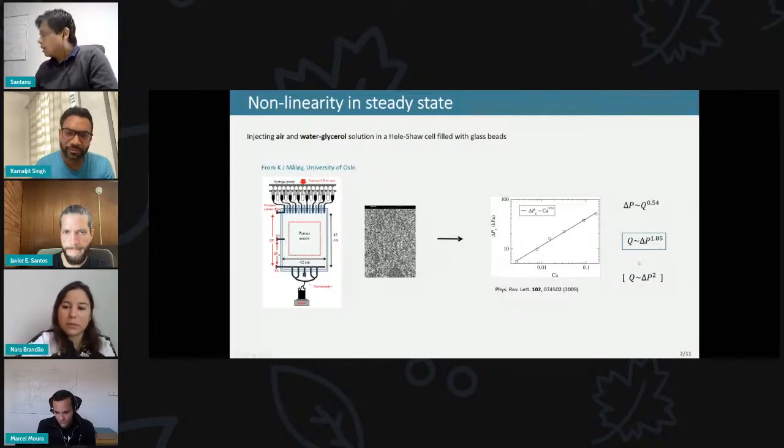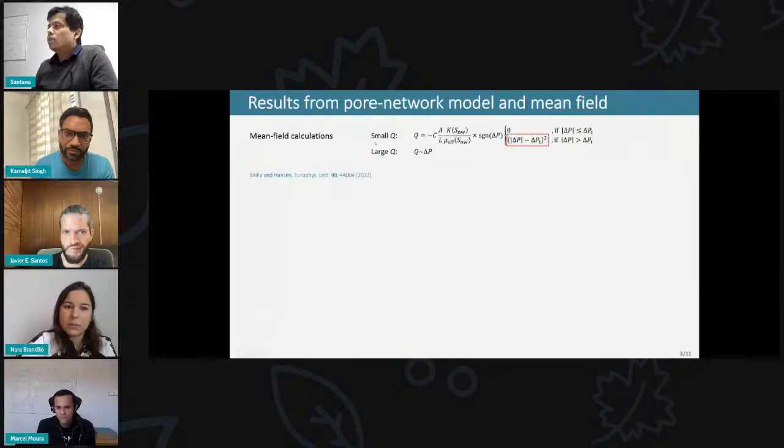And they also had an analytical argument, and they said that Q should be quadratically dependent on the pressure drop. So we looked into it long back, and we had these mean field calculations for a homogeneous porous medium, and found that the flow rate varies with the pressure drop with this quadratic relationship, where P_T is a global threshold pressure below which there is no flow.